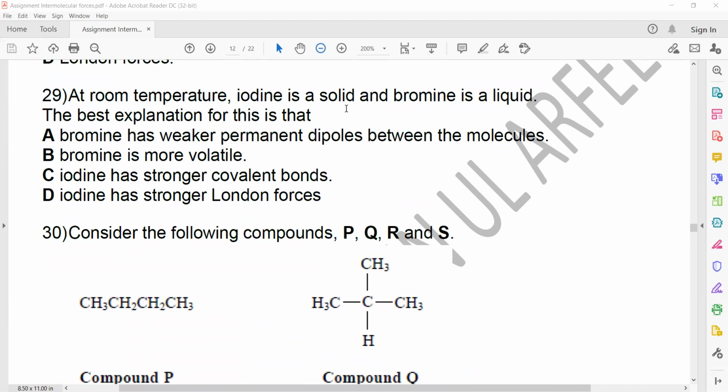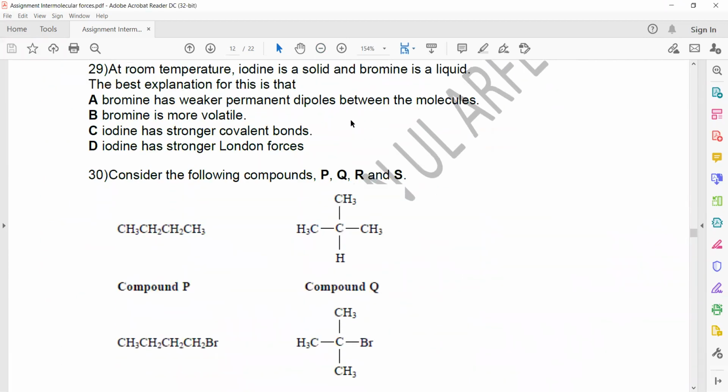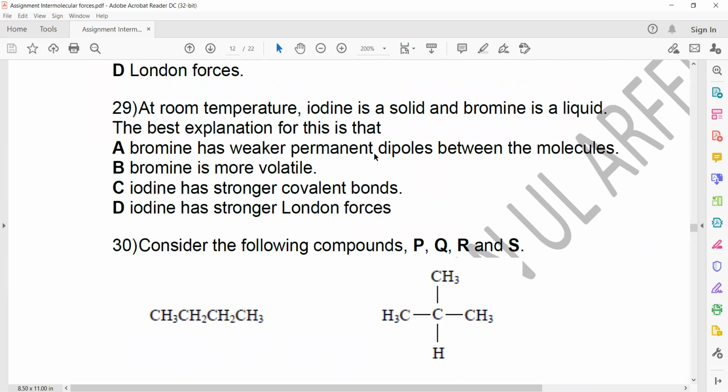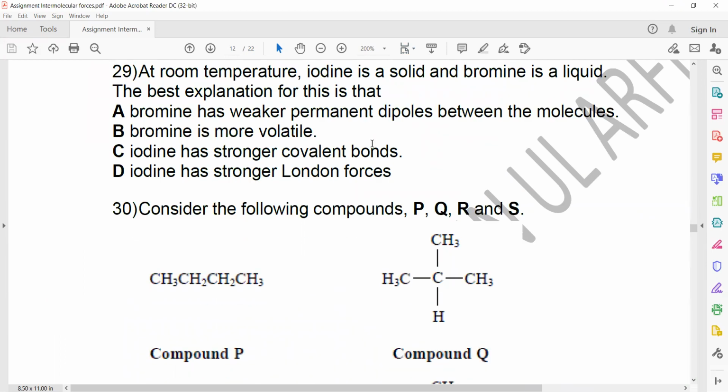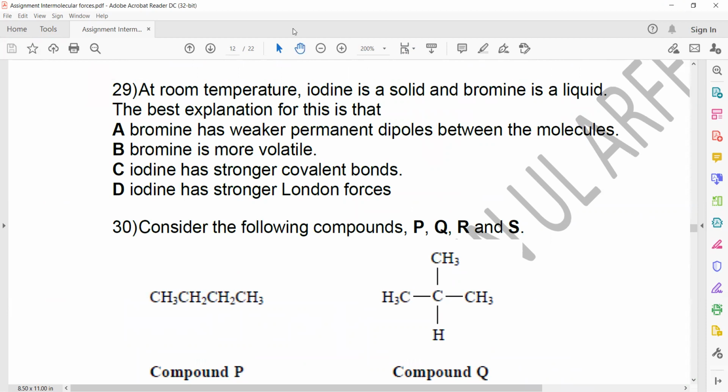In question 29, at room temperature, iodine is solid and bromine is liquid. The best explanation: it means that iodine has a stronger intermolecular force as compared to that of bromine. Both are non-polar molecules, and non-polar molecules have dipole-induced dipole forces, which increase as the number of electrons increases. Bromine has a weaker permanent dipole, that's wrong, they don't have a permanent dipole.